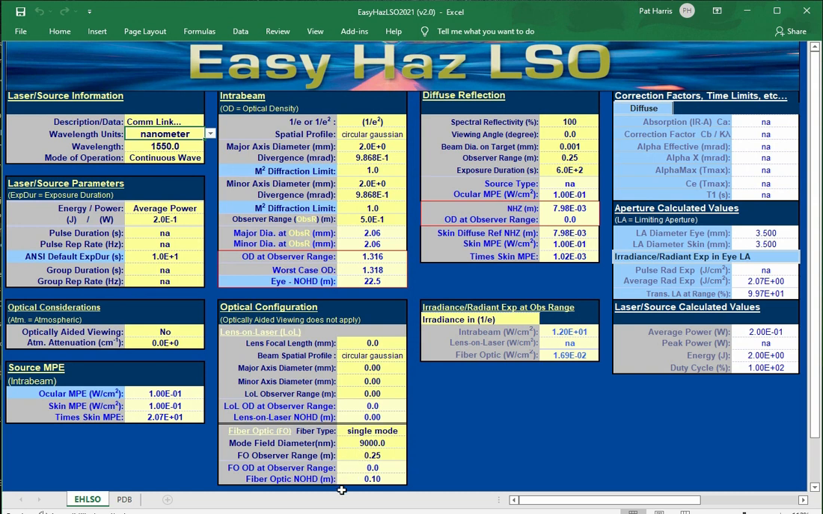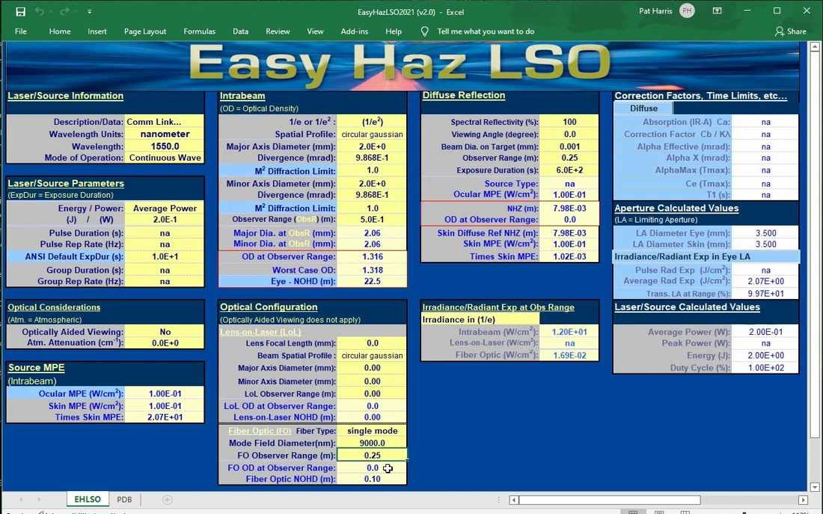Okay, so we see that the fiber optic NOHD is about 10 centimeters. That's all it is. And if we had a reasonable observer range, oh, we do. Sorry, I was looking at the 0. The observer range is 1/4 of a meter, so you don't have an OD at observer range here at all. And even if we put 10 centimeters in here, which would be the closest we would do the analysis, I don't think anybody would ever get any closer than that.